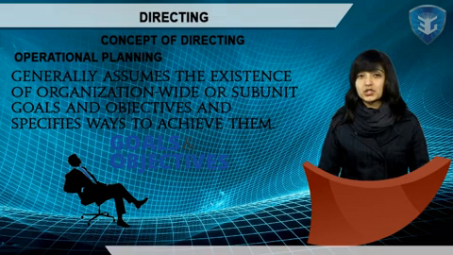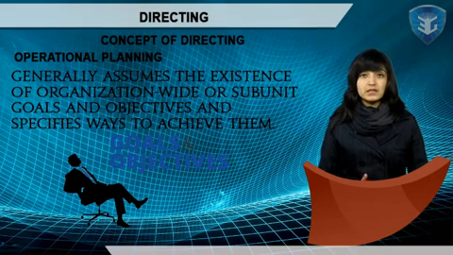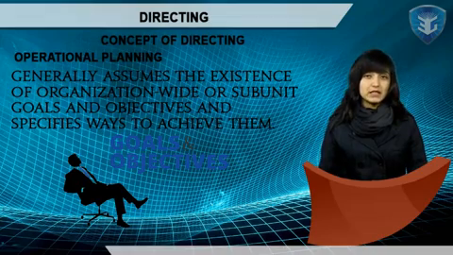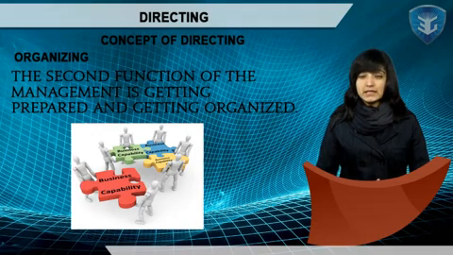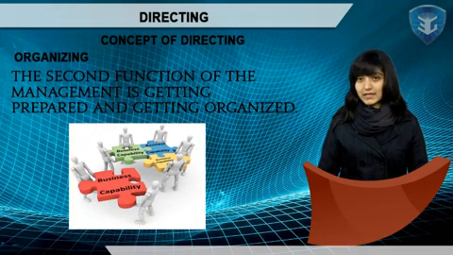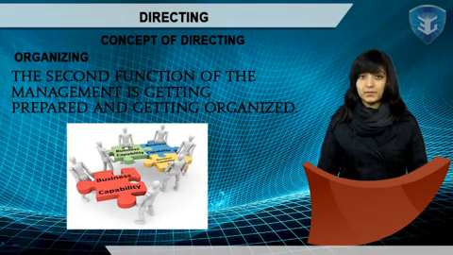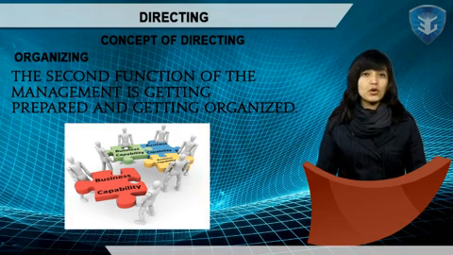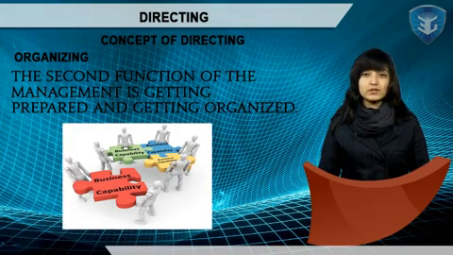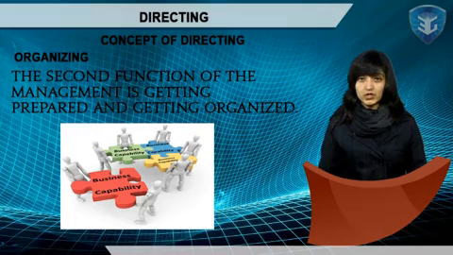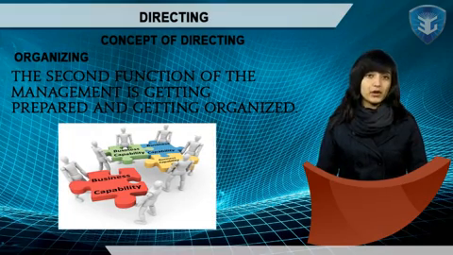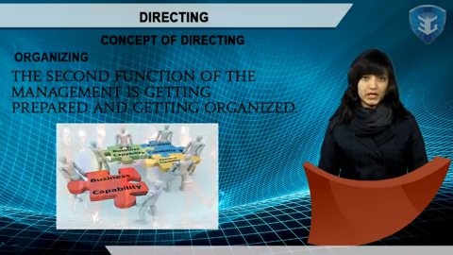Operational planning generally assumes the existence of organization-wide or sub-unit goals and objectives and specifies ways to achieve them. Organizing. The second function of management is getting prepared and getting organized. Management must organize all its resources beforehand to put into practice the course of action which has been decided upon in the basic function of planning.